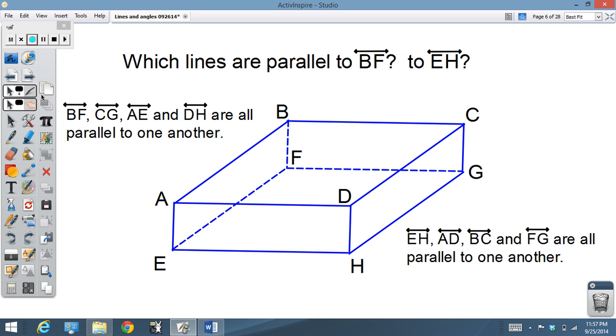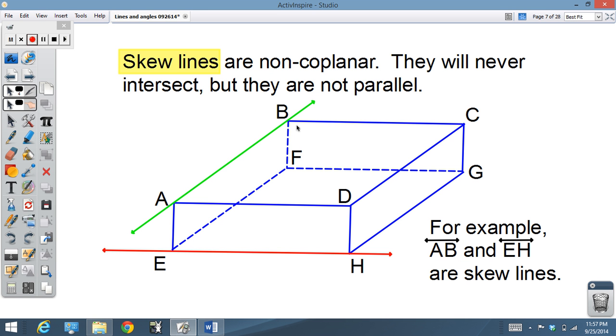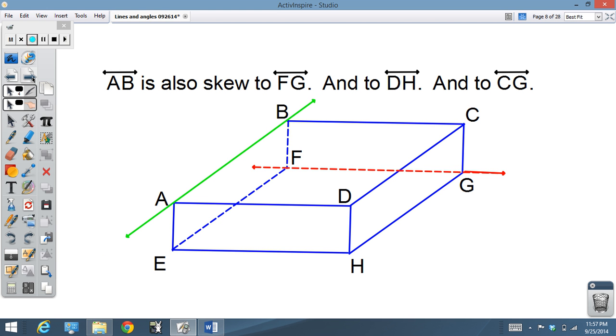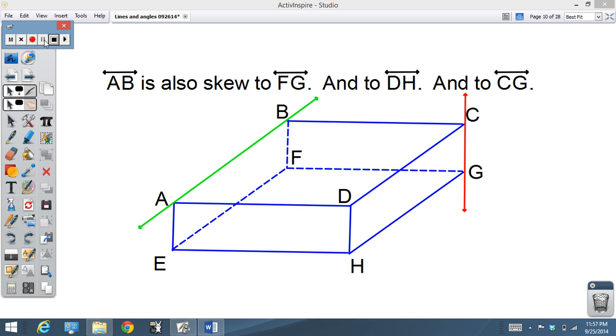All right. Now, skew lines, they'll never touch, but they're not in the same plane. All right? They're non-coplanar. They're not parallel. They are skew. For example, AB in green and EH never touch, but they aren't in the same plane. They are skew lines. And so our AB is skew to FG and to DH and to CG. Okay. Moving on. I hope that's clear. If not, you can replay it anytime.